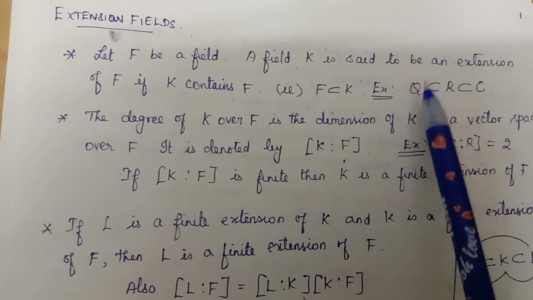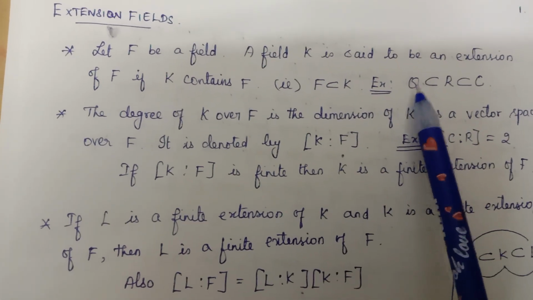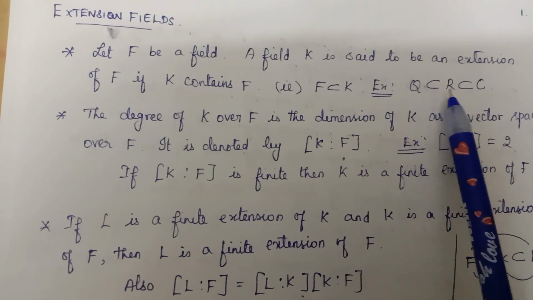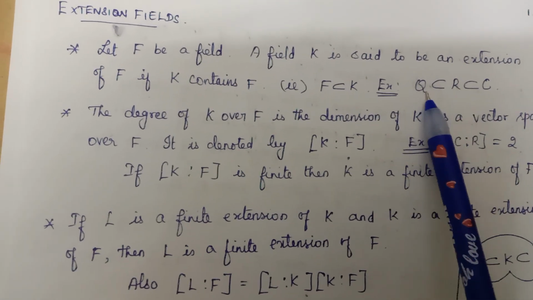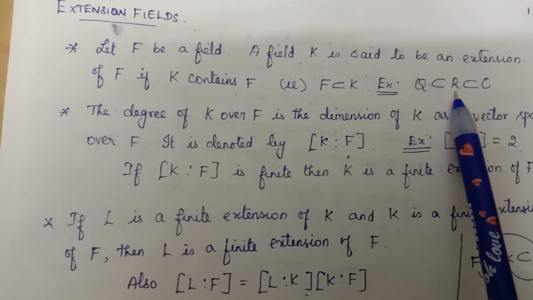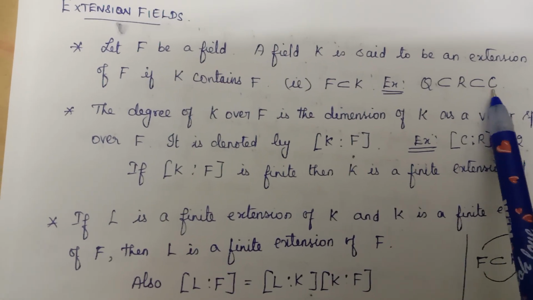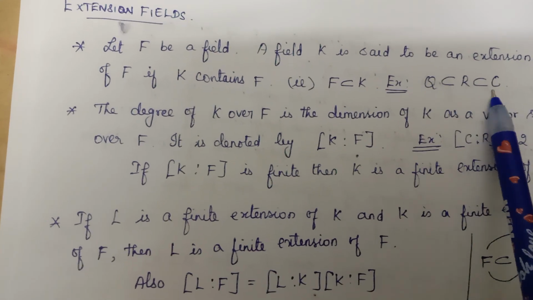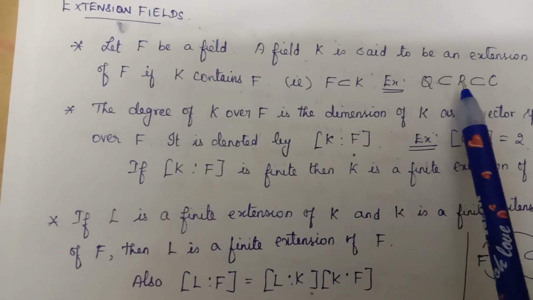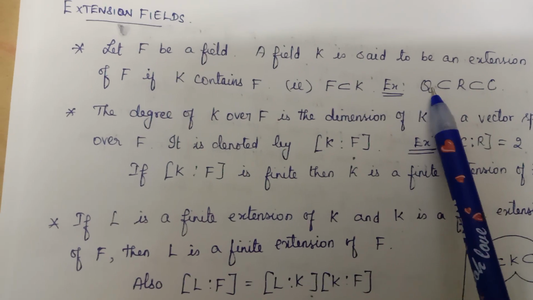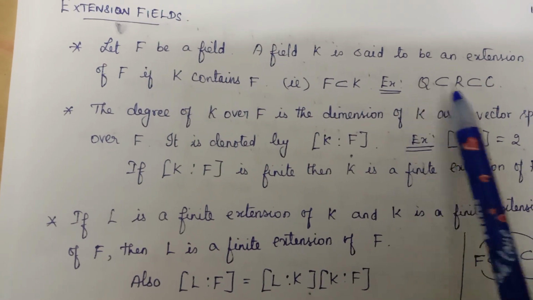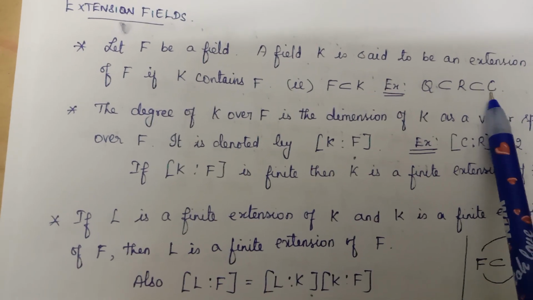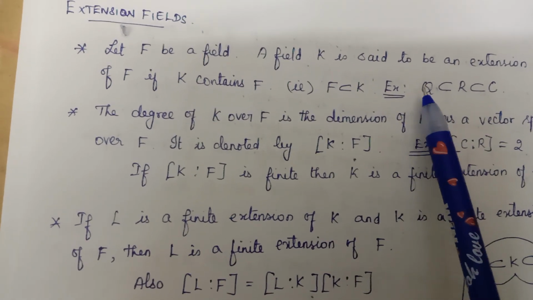For example, the field of rational numbers Q is a subset of R, the field of real numbers. So we can say R is an extension of Q. In the same way, the complex numbers are also a field and R is contained in C. So we can say C is an extension of R. And in this way we can also say Q can be considered as a subfield of C, so C can be considered as an extension of Q.